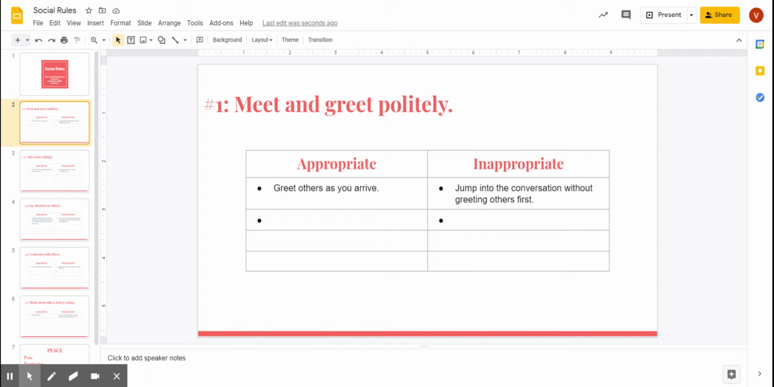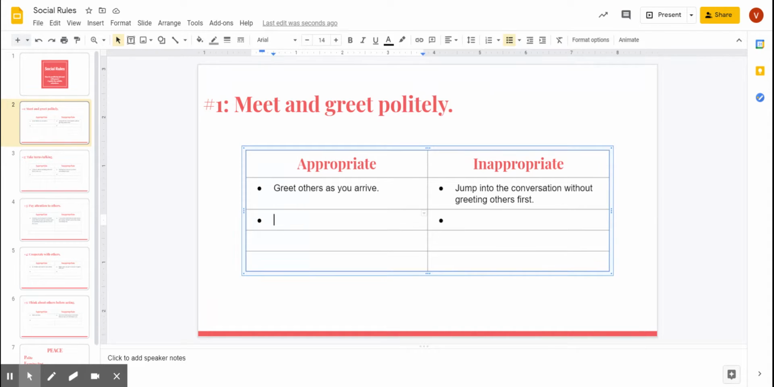An appropriate way to do this would be to greet others as you arrive. An inappropriate action would be to jump right into the conversation without greeting others first. Can you think of another appropriate action?